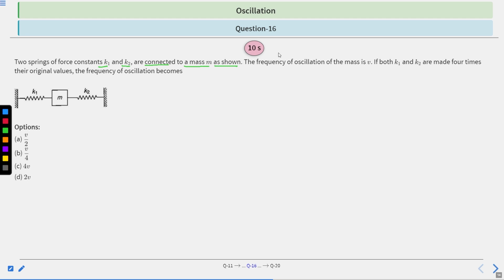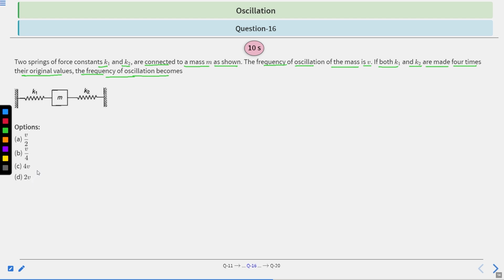So the frequency of oscillation of the mass is v. If K1 and K2 are made 4 times their original values, the frequency of oscillation becomes what? The question asks about the frequency of oscillation. The options are: option A is v by 2, option B v by 4, option C 4v (this is not v, this is nu, in terms of frequency), and option D 2v. So which option is correct?